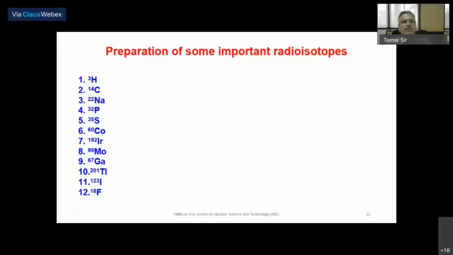Okay, now I will just discuss some of the important radioisotopes that are used in many areas and how to prepare them. I have just given some of the isotopes like tritium, carbon 14, sodium 22, phosphorus 32, sulfur 35, cobalt 60, iridium 192, molybdenum 99, gallium 67, thallium 201, iodine 123, and F18. There may be many more in the list, but just to give an example, the methods by which you can produce them are given.